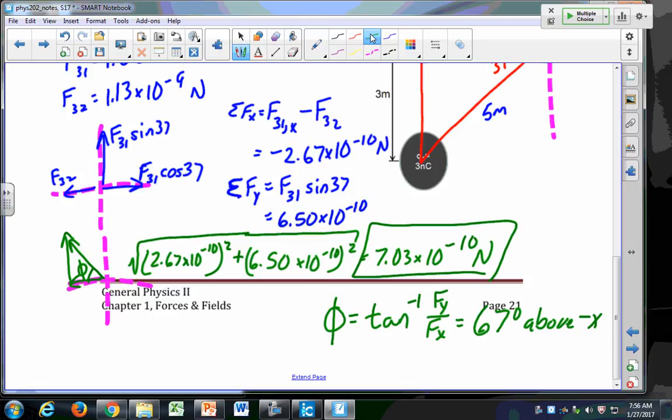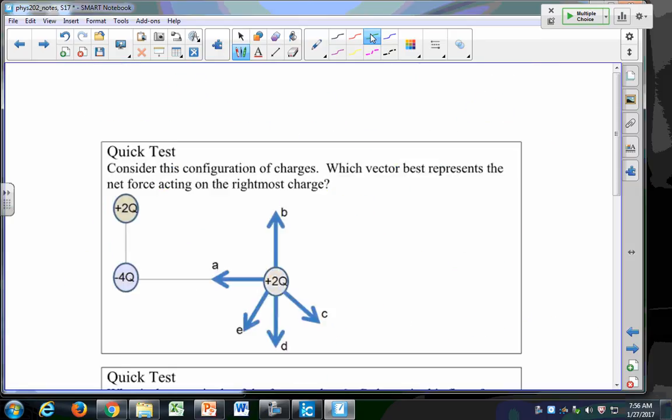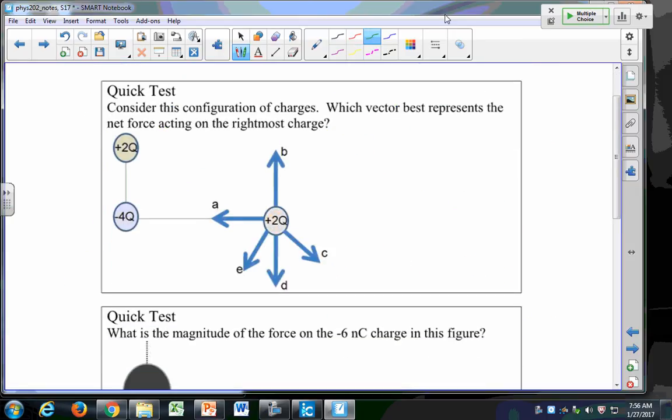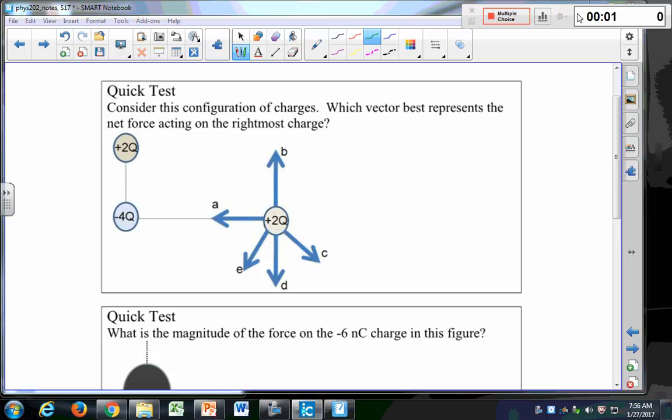It's fairly important that you go away knowing how to do vectors, so take this as one last opportunity. You'll also have some questions like this, where I just ask you to think about the vectors and what they are. Which of these best represents the net force on the rightmost charge? Which do you think is the best answer for this?